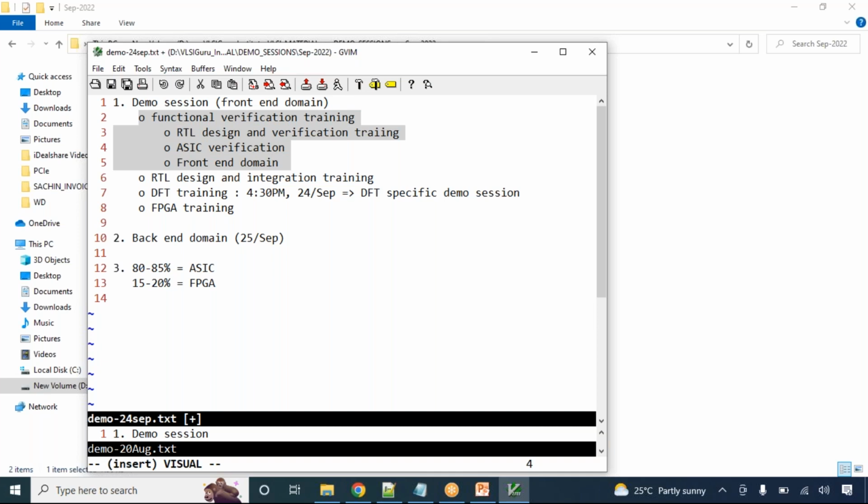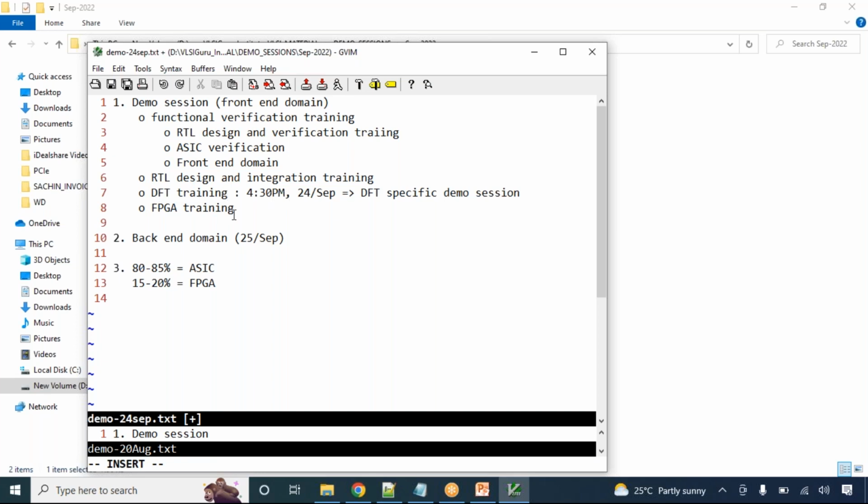The initial 1.5 hours will be focused on generic aspects: a little bit about what the domain is and what all aspects are there. Then the later part will be more question and answers and probably things specific to functional verification. If you need something very specific to DFT training, there is a demo session at 4:30.